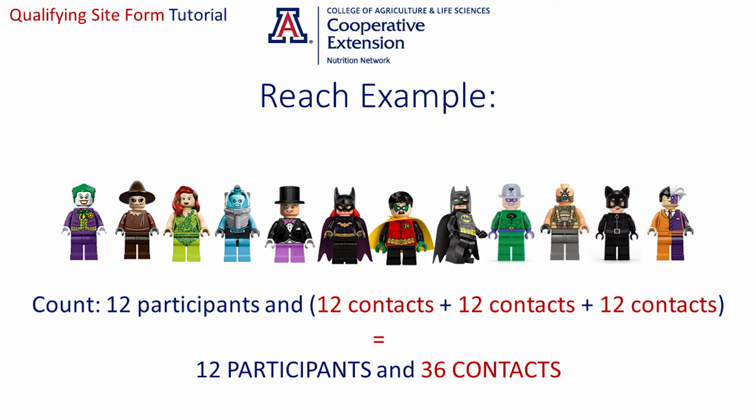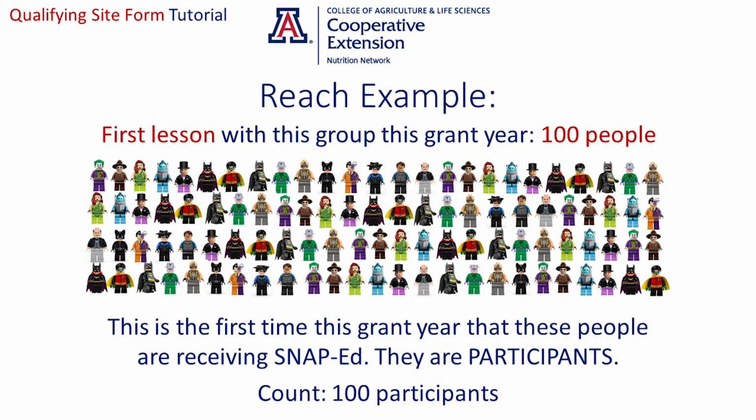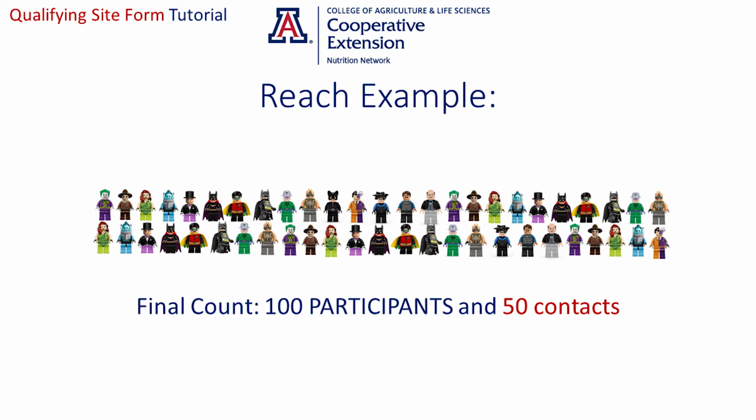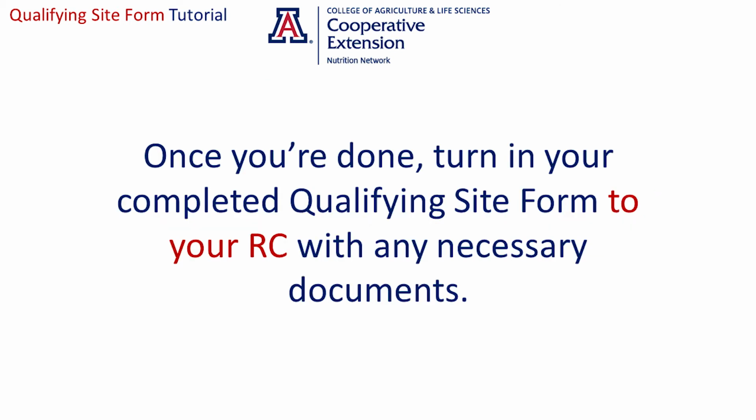If you are teaching classes at public housing and you estimate that you will teach 100 people, but only 50 of those same people will come back for the second class, you would have 100 participants and 50 contacts, because only 50 people are being taught more than once. Once it's finished, turn it into your RC along with any other documents needed, such as a site justification form.